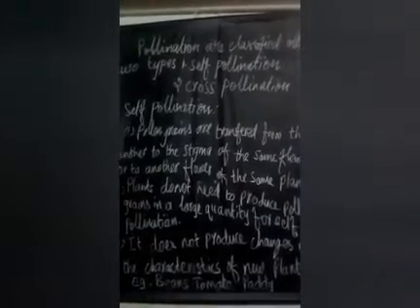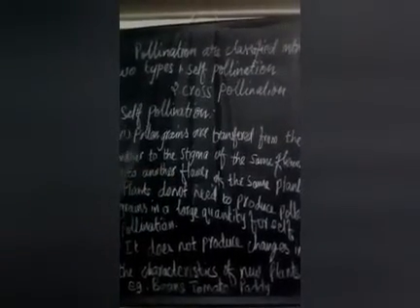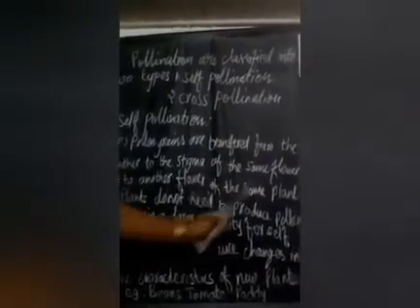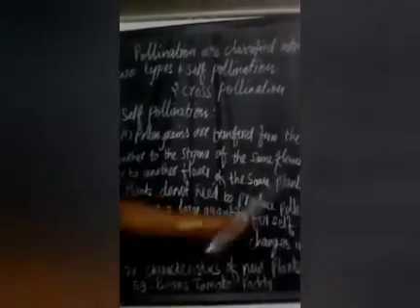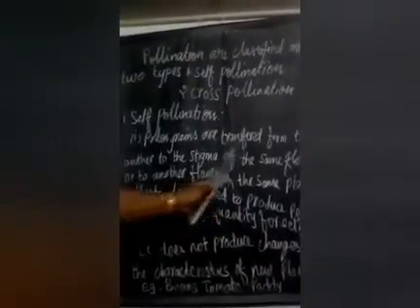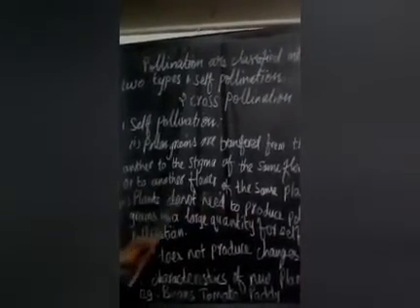First, let us see self-pollination. Pollen grains are transferred from the anther to the stigma of the same flower or to another flower of the same plant. Pollination happening within the same plant is self-pollination.